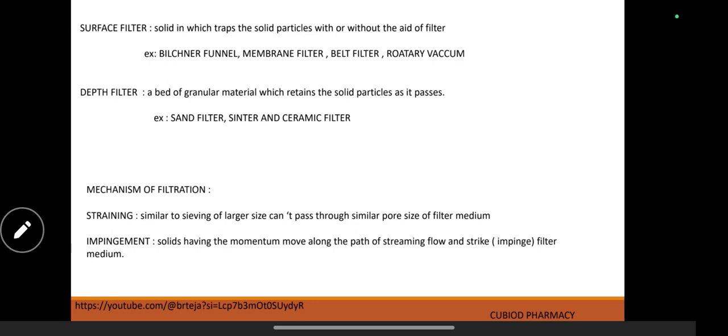So what are the filtration mechanisms? What types of filtration mechanism are there? I will explain clearly. Let's start with straining. Similar to sieving, particles of larger size can't pass through the similar pore size of the filter medium. This is called straining. Impingement: solids having momentum move along the path of the streamline flow and strike or impinge on the filter medium.